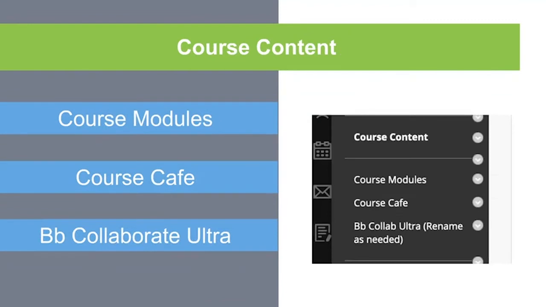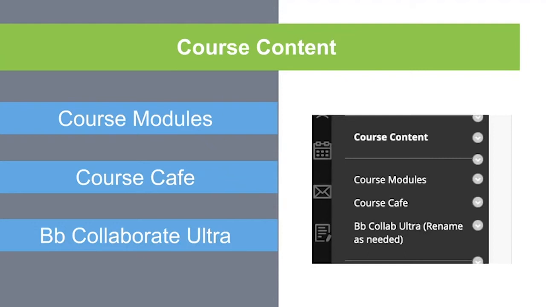The course content section contains links to the course modules, the course cafe, and Blackboard Collaborate Ultra. In course modules, the course content is broken into modules by content-specific topics, by units or chapters of a textbook you are using, or by date or time frame. I'll go into more details about the course modules content area in just a second.